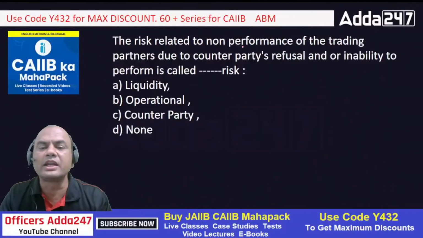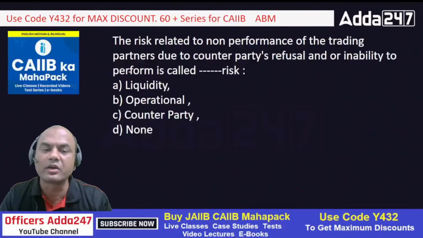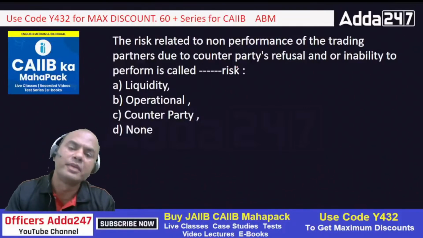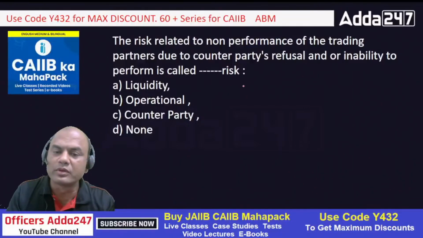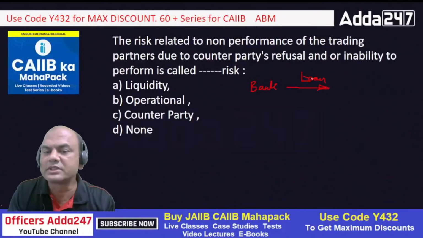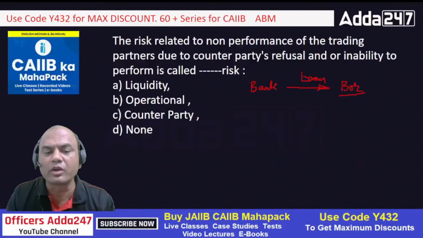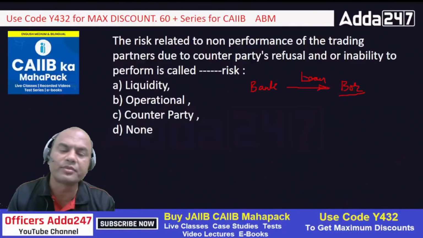The risk related to non-performance of trading partners due to counterparty's refusal or inability to perform is called as dash risk. Means I've given the loan, bank has given the loan, okay, and once this loan is given, now what happens? This borrower now does not pay. So this is a part of what? Liquidity, operational, counterparty or none.